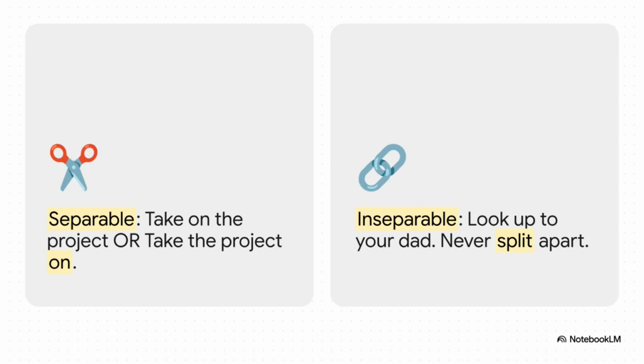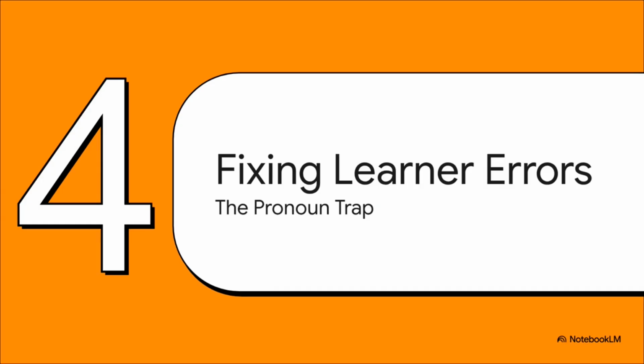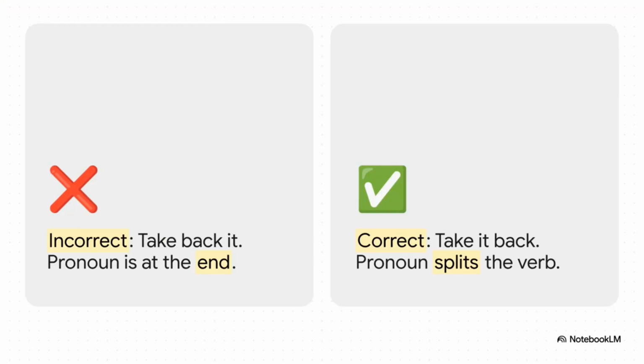But with an inseparable verb like look up to, those words are locked. You can never say look your dad up to. They stay glued together as a single unit. Section 4. Fixing common learner errors. The pronoun trap. Think of this as your secret exam cheat code, because this is the absolute most frequent mistake B1 learners make with separable verbs. When you replace a noun with a pronoun, like it or them, that pronoun can never come at the end.